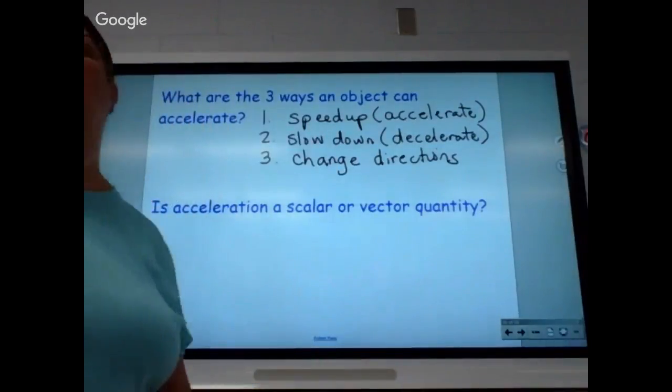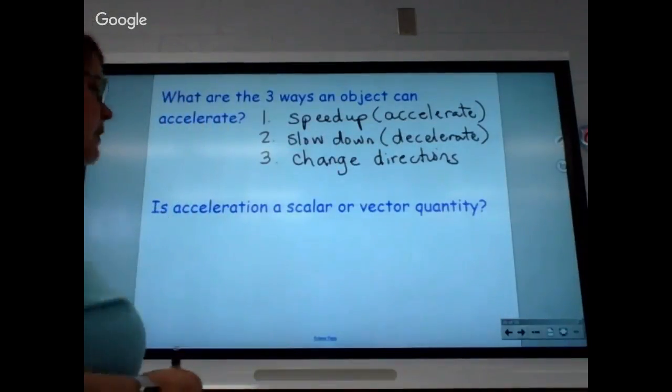Was it a scalar or vector quantity? It was a vector.